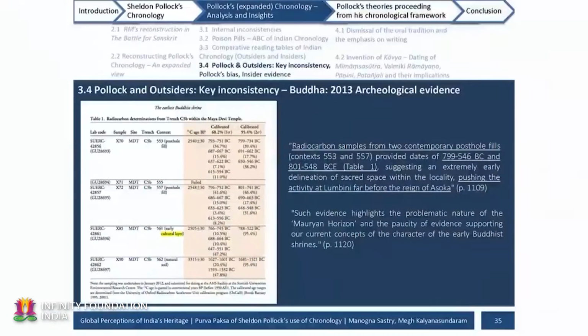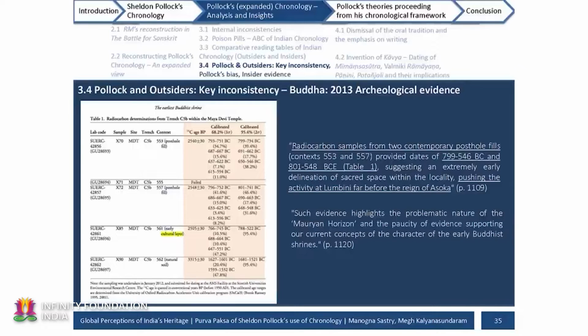Now, in 2013, we have fairly recent archaeological evidence, radiocarbon dating of 2 contemporary post-hole fills, not funded by India, right? There's no bias anywhere, providing dates of 799 to 546 BC and 801 to 548 BCE. And this is just for activity at Lumbini. This is not dating of Buddha. This is just activity at Lumbini, the sacred site.